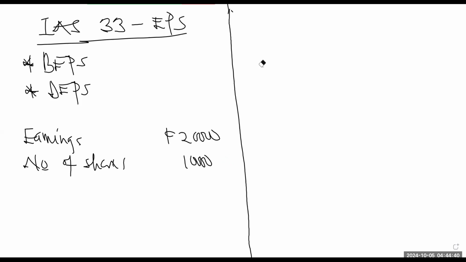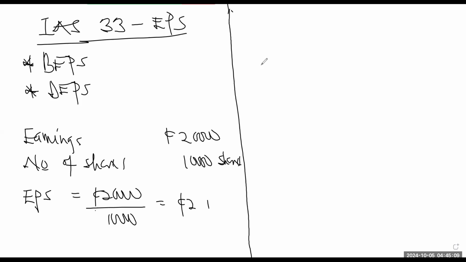Assuming we are distributing the 20,000 on the number of shares that you have owned, each share will be taking how much? We'll be having 20,000 divided by 10,000. That will give us 2 cedis per share. So the earnings per share is the only shareholders' ratio that has a standard on its own.